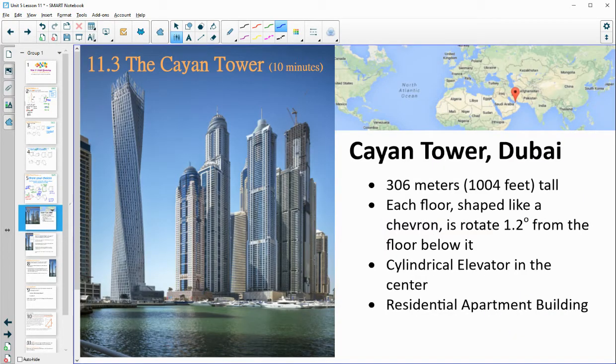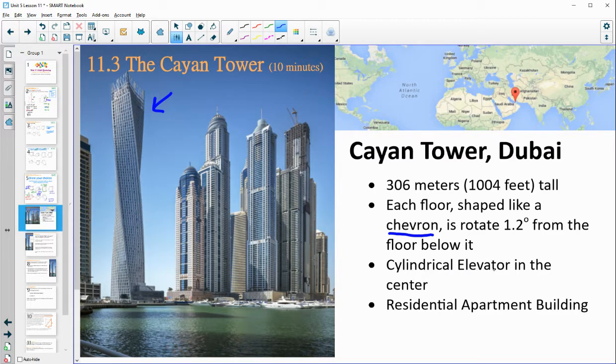All right, then let's look at an application of this stuff. So this is the Cayan Tower in Dubai. So here's where Dubai is in the world. Okay. It's this tower right here. Okay, this kind of rotating one. So it's 306 meters tall, which is 1,004 feet. Each floor is shaped like a chevron, which you'll see on the next page. And it's rotated 1.2 degrees from the floor below it to make that spinning thing there.